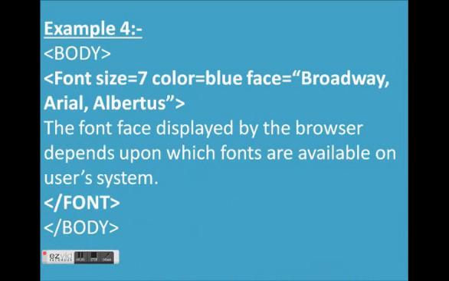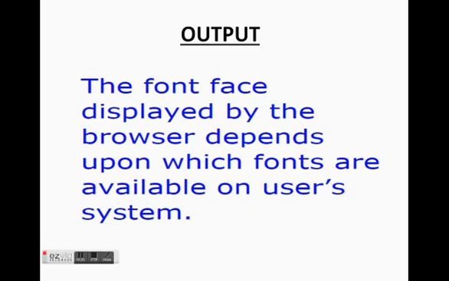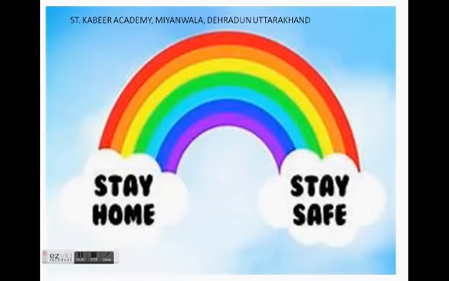With face, we are using more than one font style: Broadway, Arial, Albertus. So first it will search Broadway. If Broadway is there, it will be applied. So then in this way, we will find the output. So here you can see the font in blue color and Broadway is applied and all the attributes are applied. So in this way we can use font tag and its attributes.